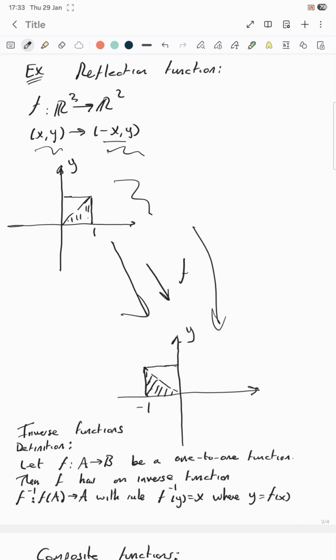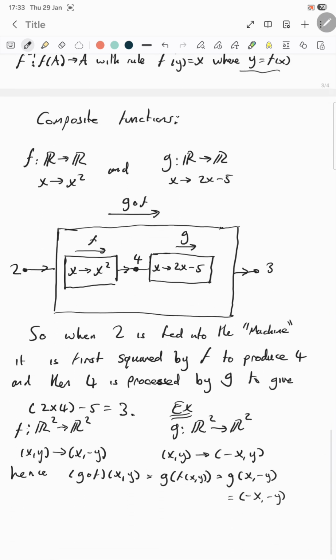Now inverse functions. The definition: let f be a mapping from A to B, a one-to-one function. Then f has an inverse function, the inverse of f, such that f of A goes to A with the rule that the inverse of f of y equals x, where y equals f of x.